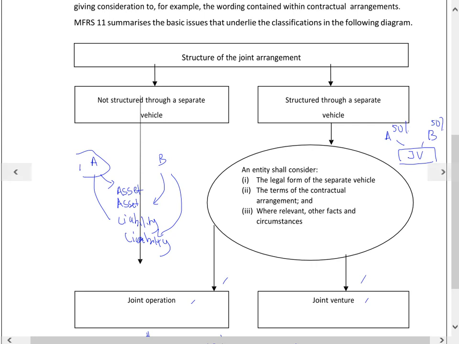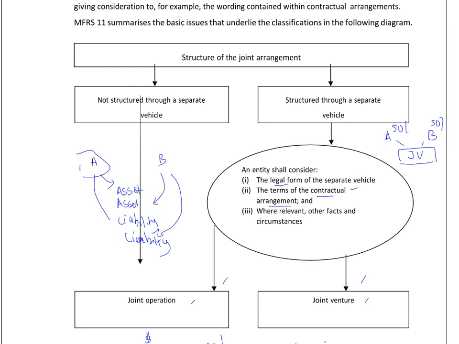So how do we determine whether this JV company is a joint operation or a joint venture? We look at the agreement. We look at the legal form of the separate vehicle. We look at the contractual arrangement. So mainly, you go through the contract, the arrangement, and you decide whether it is a joint operation or a joint venture.